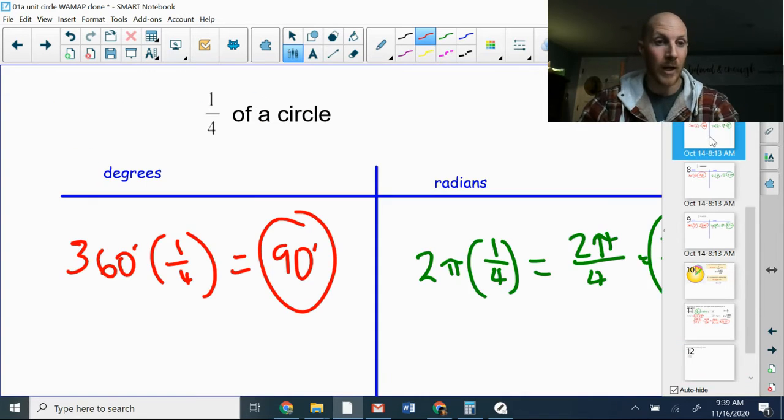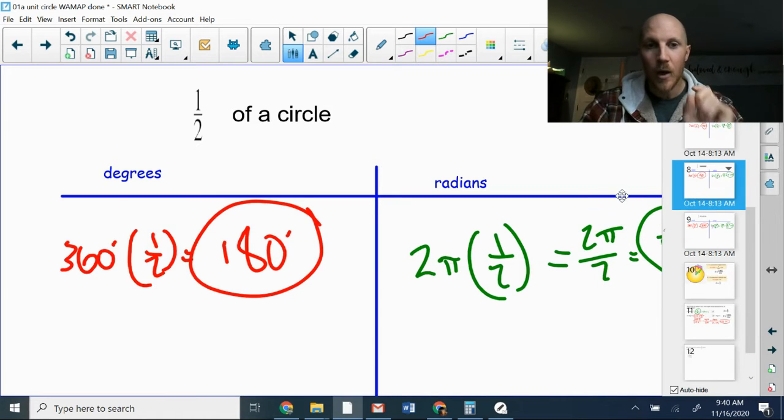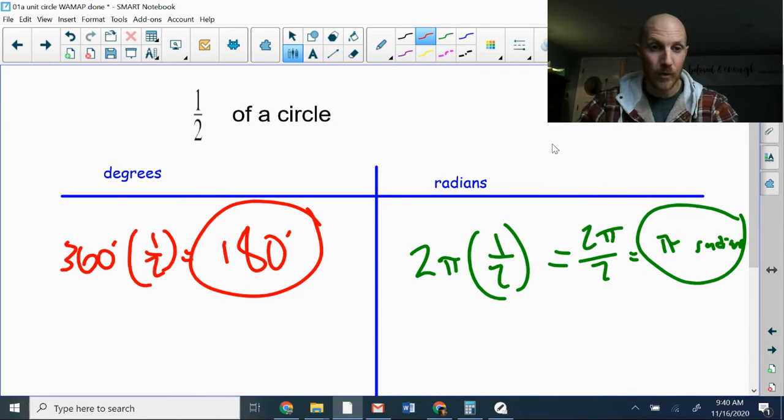A right angle we know is 90 degrees. That's 1/4 of a circle. Just a few minutes ago, we looked at a quarter of a circle. We know that's 90 degrees, which would be pi over 2 radians, or 1/2 pi. We also found half of a circle, which is 180 degrees. That would be a straight angle. So half of a circle is 180 degrees, pi radians, 1 pi.